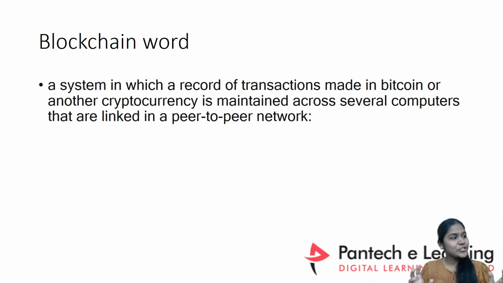Blockchain: a system in which a record of transactions made in Bitcoin or another cryptocurrency is maintained across several computers that are linked in a peer-to-peer network. So this is according to the definition in the dictionary. What is this blockchain word representing in general? A system in which a record of transactions made in Bitcoin.